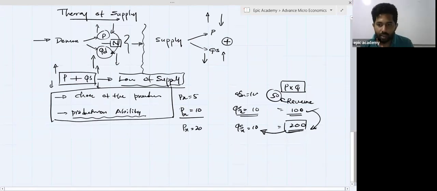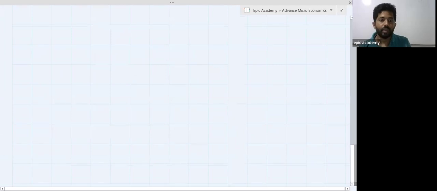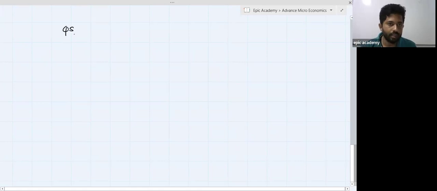Now we are going to discuss the equations related to supply. Q_S of X, the quantity supplied of X commodity, equals A plus B P. Q_S X equals A plus B P.